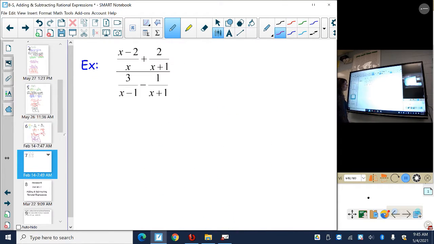And I got you ready for that because this is the nasty problem that we're going to do. Okay? So we have a fraction plus a fraction in the numerator divided by a fraction minus a fraction in the denominator. So we are going to do exactly what we just did with the other one.